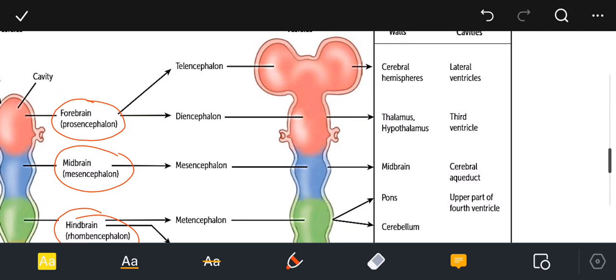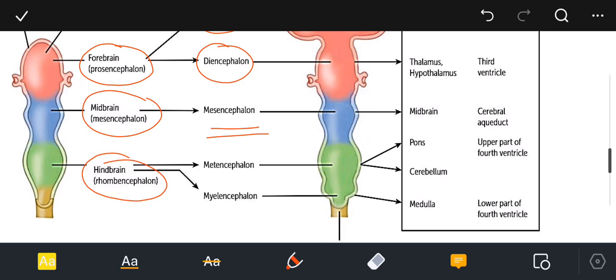Then later on, the forebrain or prosencephalon is divided into telencephalon and diencephalon. The midbrain never divides, it remains midbrain or mesencephalon. And the hindbrain or the rhombencephalon is subdivided into metencephalon and myelencephalon.